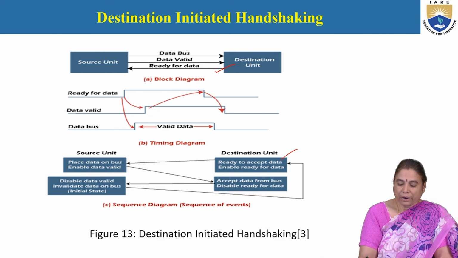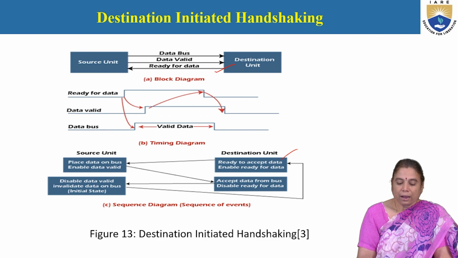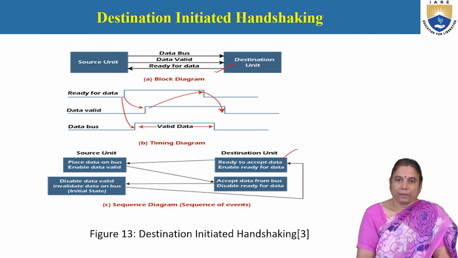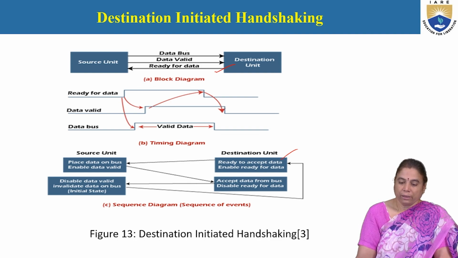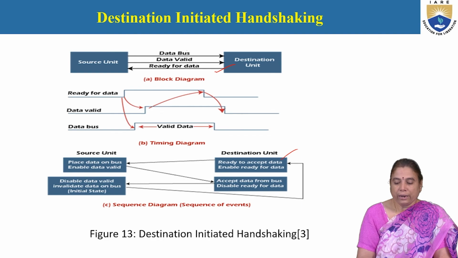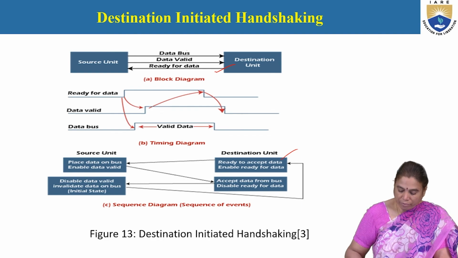Then accept data from the bus, disable ready for data, so that the destination unit disables data valid and invalidates data on the bus, and is ready to take the next data from the destination unit. In this way, destination initiated handshaking works.